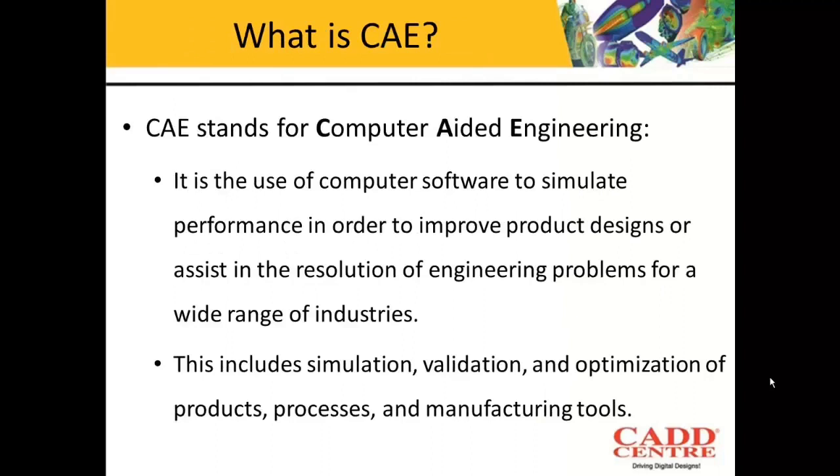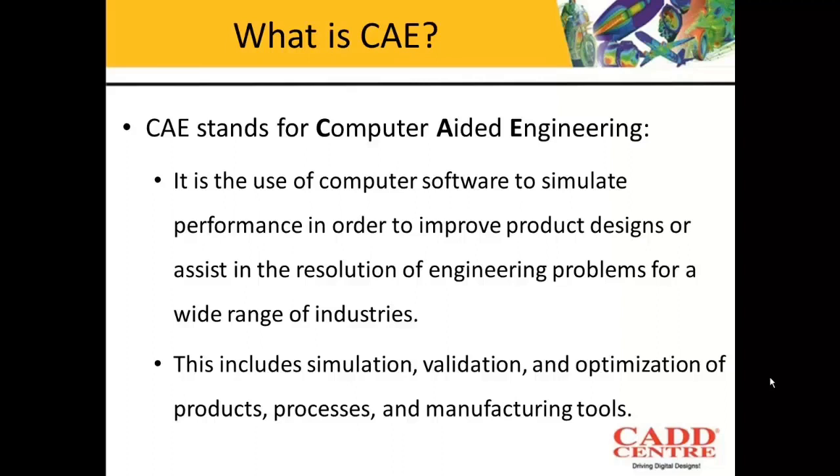So let us start. What is CAE? CAE stands for Computer Aided Engineering. It is the use of software to simulate performance in order to improve product designs or assist in the resolution of engineering problems for a wide range of industries. What does this mean? We will be using the software for analyzing the designs and improving the designs.